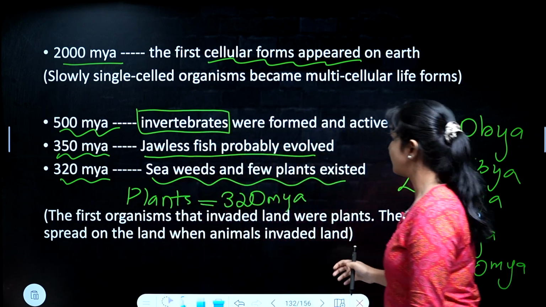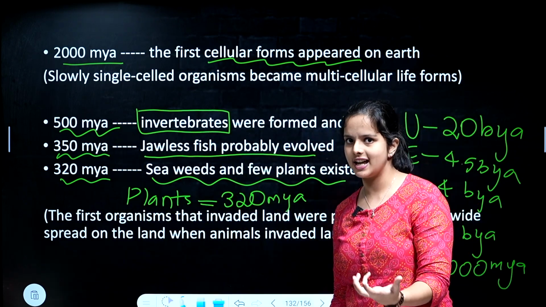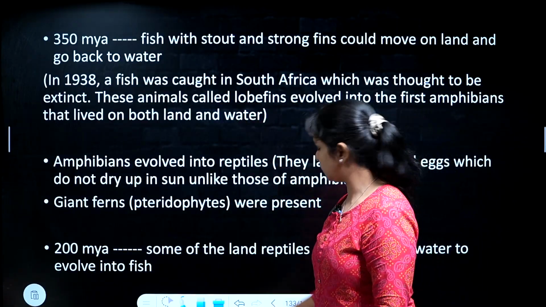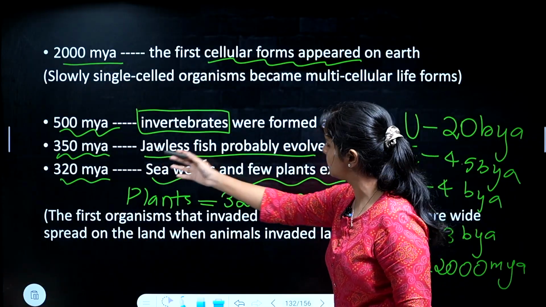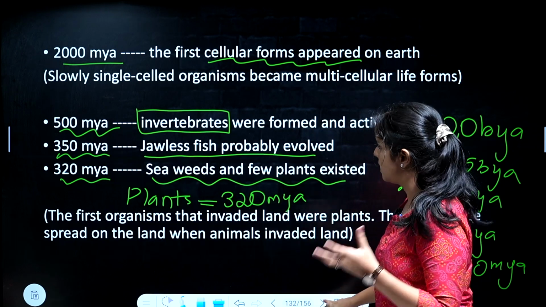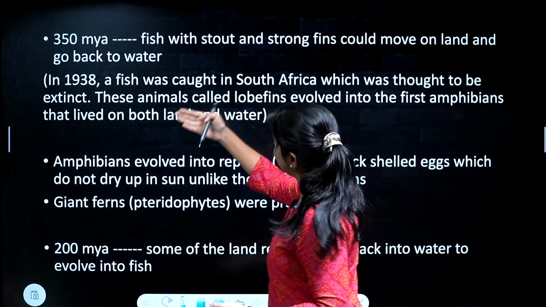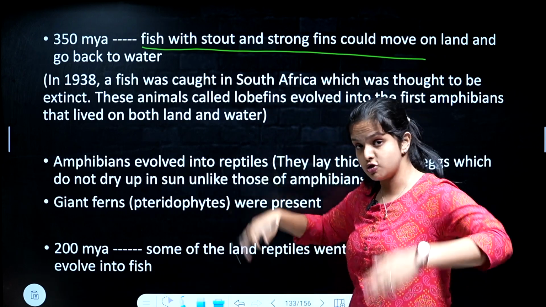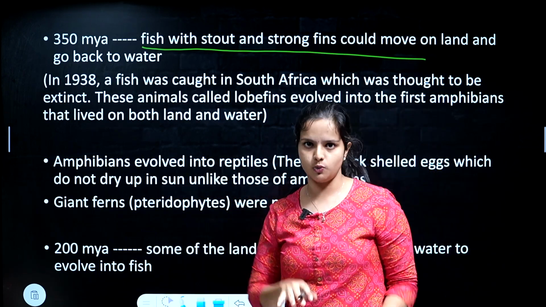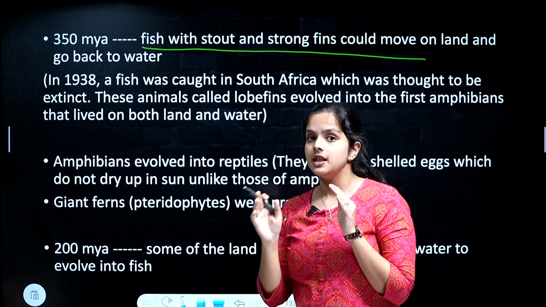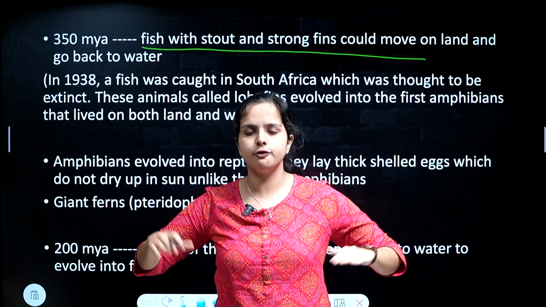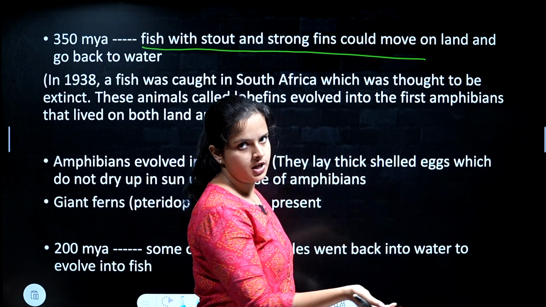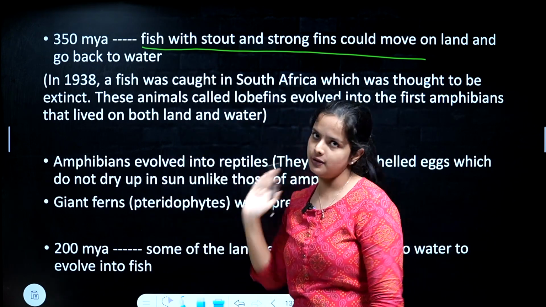As I already said, the first organisms were aquatic, then later they invaded land. One thing that we learned was that 350 million years ago jawless fish evolved, and in 350 million years ago itself, fish with stout and strong fins could move to land and go back to water. There were fishes with really strong fins so that they could swim, come out onto land, and go back to water.